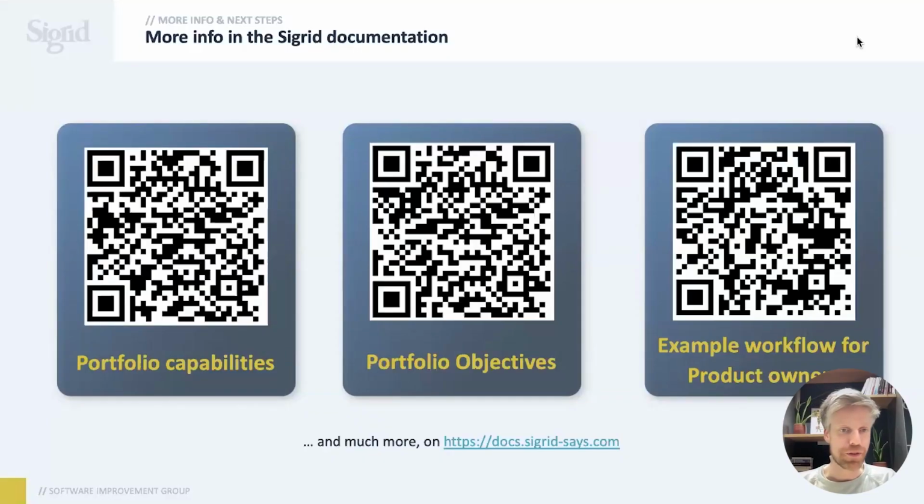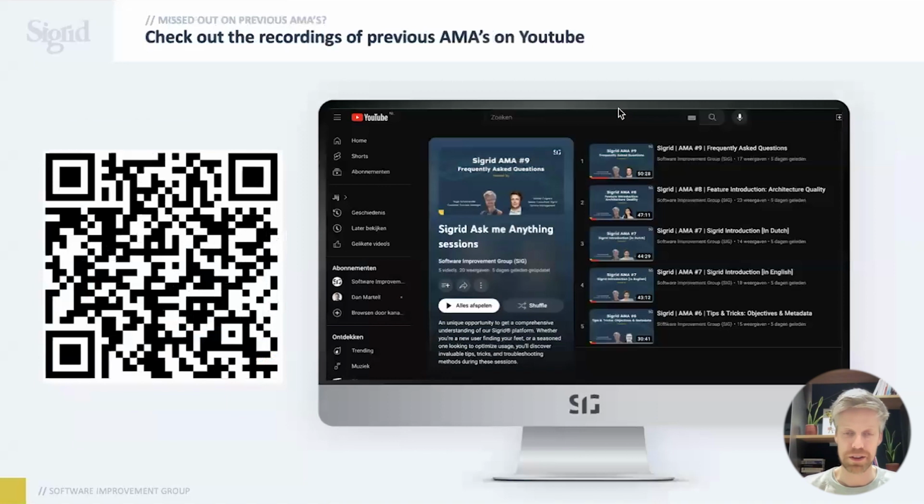So if there are no further questions, let me wrap this up. I have a few more slides. I just showed you a bit of the documentation, what you can find in the documentation and where you can find it. It's in Sigrid in the top right corner. I have a few QR codes of different pages that may make sense to check out. For example, the center one is about portfolio objectives that we just talked about, or the workflow on the right-hand side. I showed you the one for the manager, but for product owners, I have one highlighted here as well.